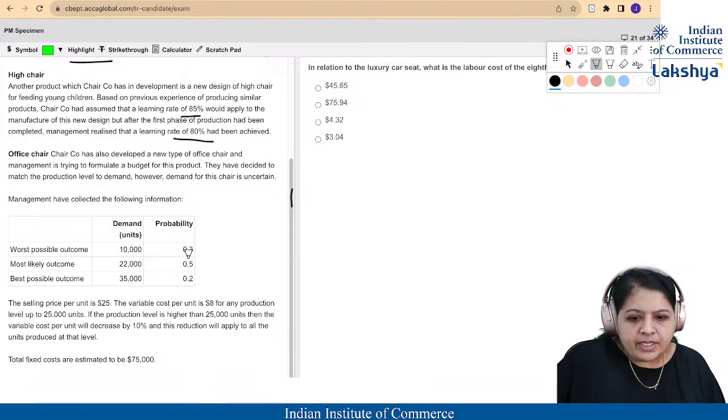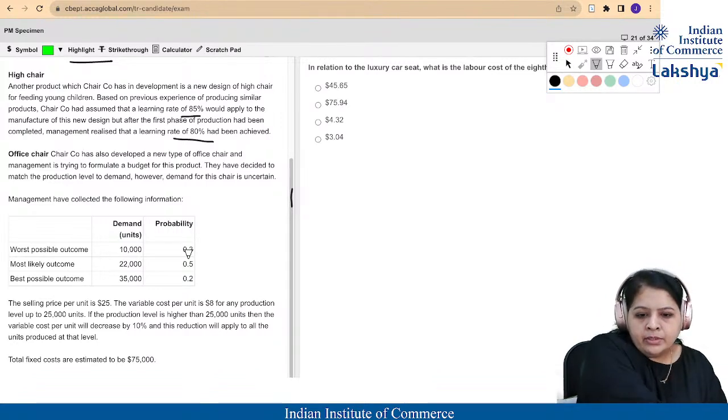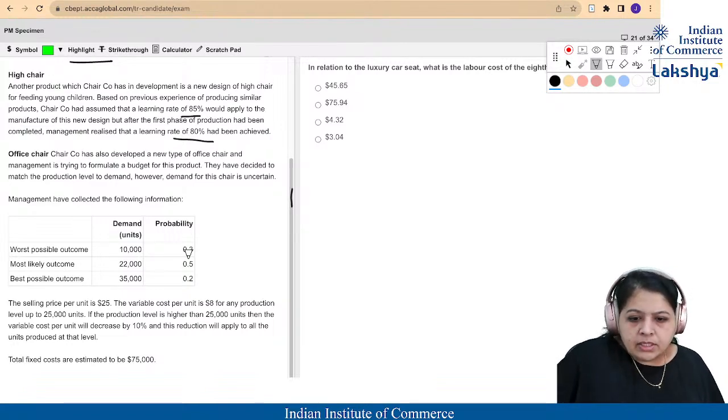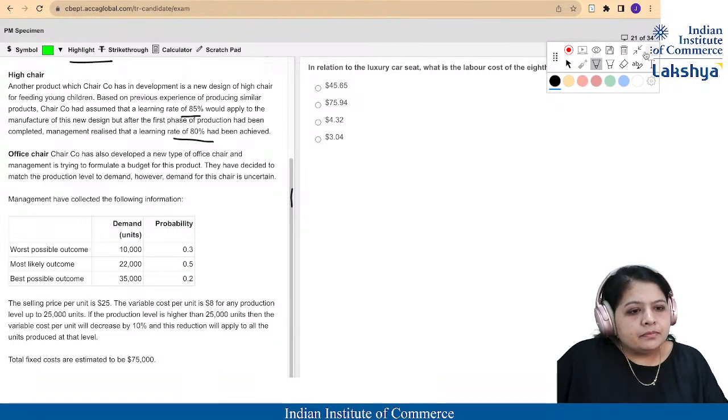The selling price is 25, variable cost is 8 for the level up to 25,000 units. If the production level is higher than 25,000 units, then the variable cost per unit will decrease by 10%, which will happen in the best possible outcome where the company produces 35,000. Total fixed cost is 75,000, and the company uses the cost plus pricing method. So we have got learning curve, we have got EV that we are going to do here. Let's see what the first question says.